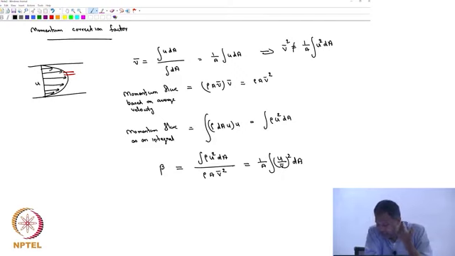Now, the question that I wanted to ask is, should you have considered beta in our previous derivation? And if we should have, where should it have come? Can you check?